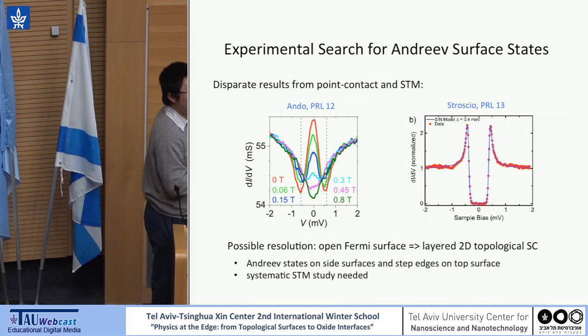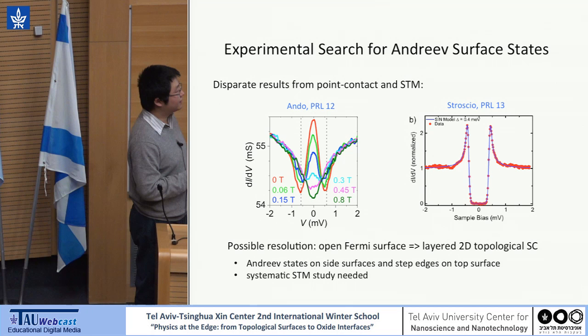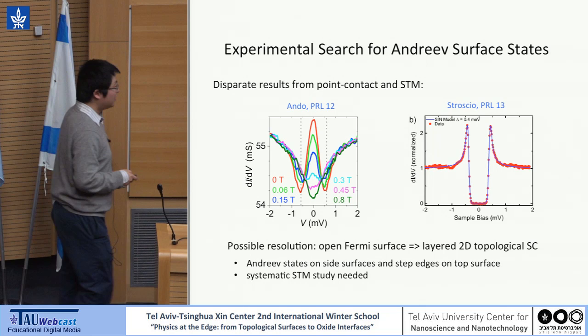However, in point contact experiment, the junction area is much larger, and they may hit terraces. And the terraces actually would carry one-dimensional Andreev edge states. And that may lead to a zero bias peak. But in any case, the search for Majorana states still continues in this system.